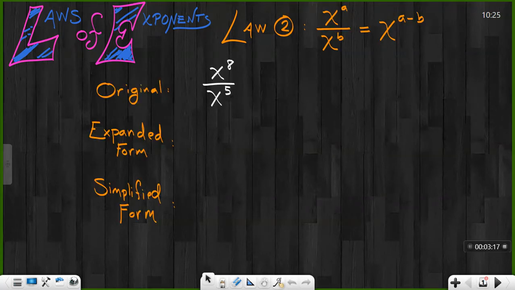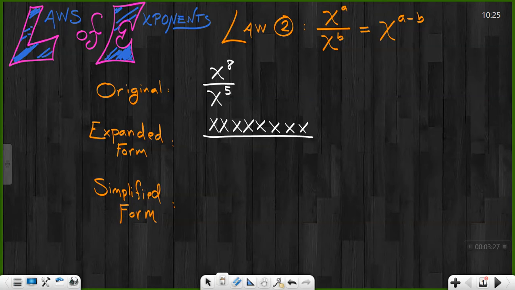Take a look now at law 2. X to the 8th over x to the 5th. Well, x to the 8th means 8 x's on top being multiplied together. All right, there's 8. And x to the 5th means 5 x's on bottom being multiplied together.